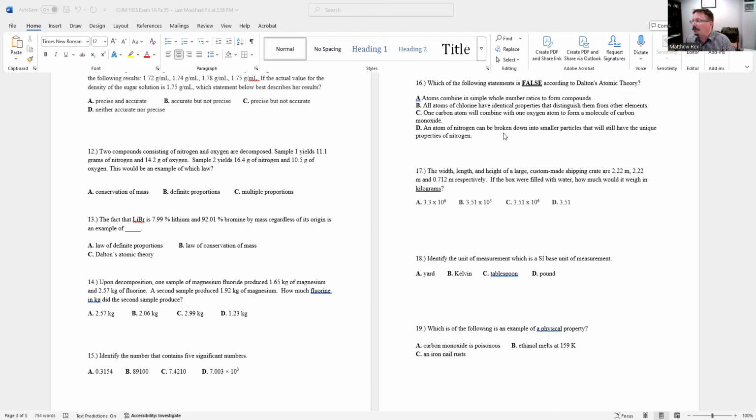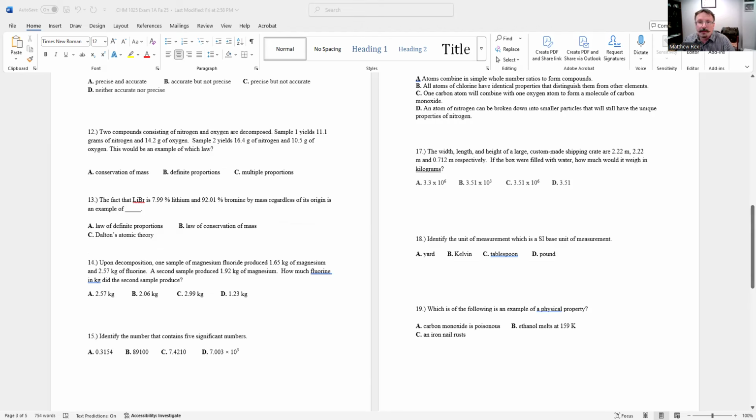And D, an atom of nitrogen can be broken down into a smaller particle that will still have the unique properties of nitrogen. Nope, according to Dalton's atomic theory, the atom is the smallest representation of nitrogen that we can get that still has its properties. So that's why D would be the false statement there regarding Dalton's atomic theory.